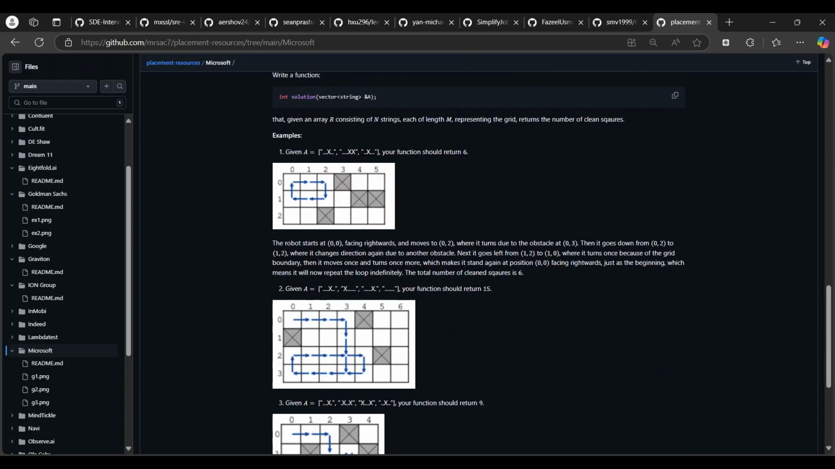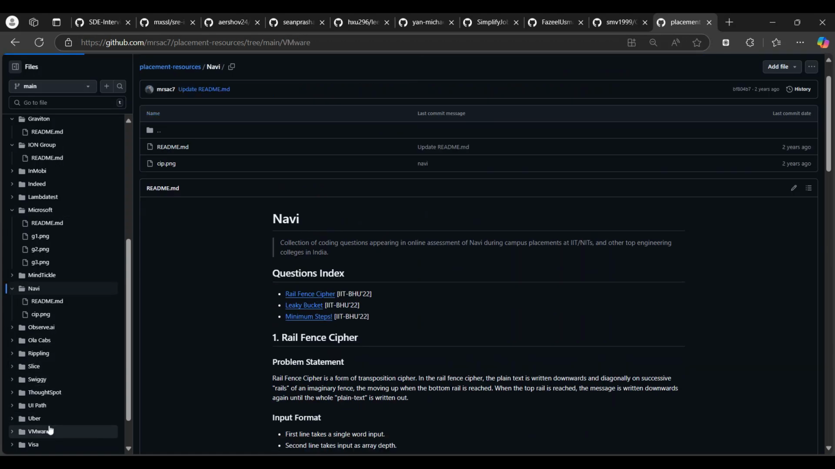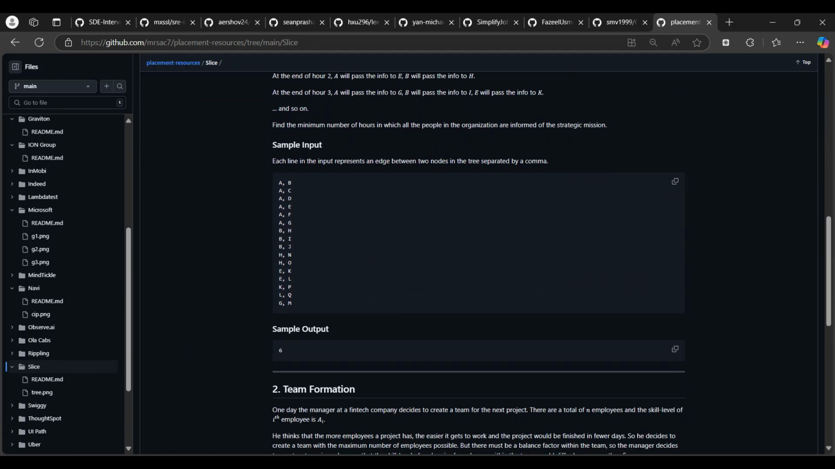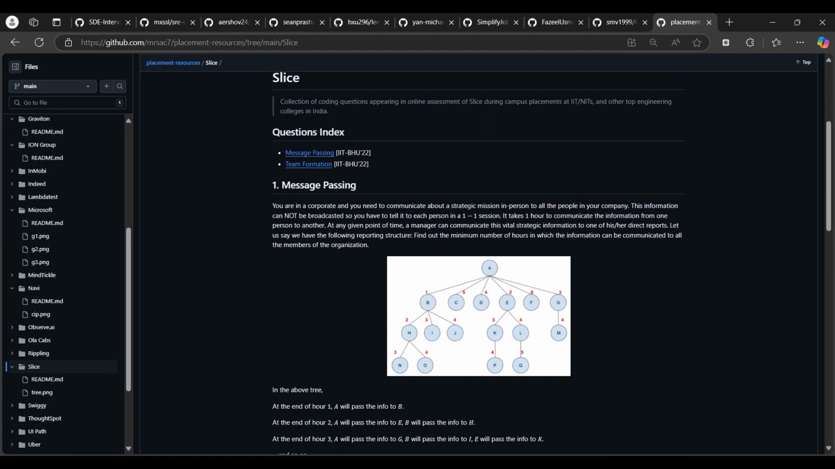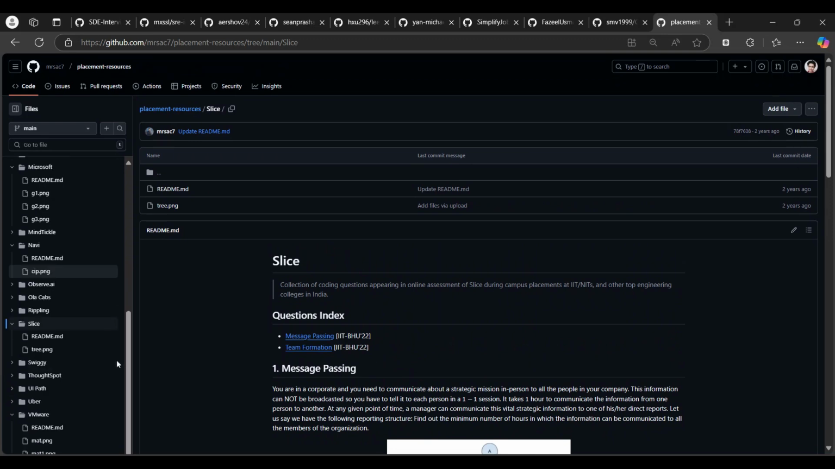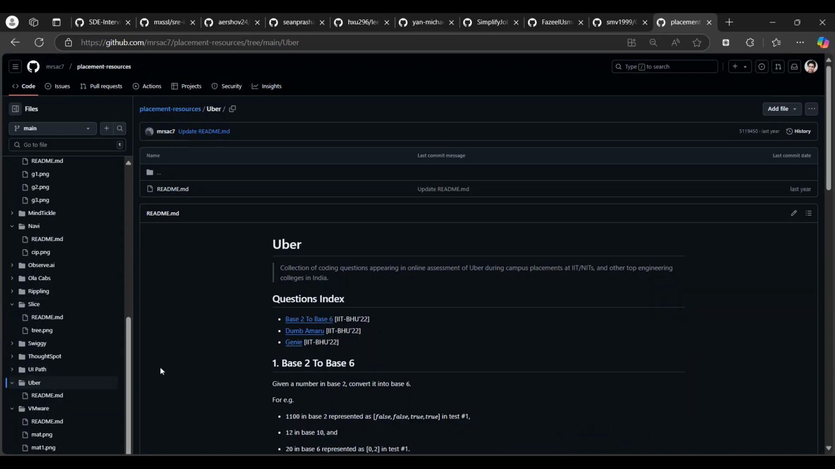These are the questions they have asked, and similarly for different companies: Uber is also there, VMware is also there, Slice is also there, right? It will really be beneficial to prepare the questions these companies have previously asked. If these companies come to your college for placement and ask these questions, or something related to them, you will be able to crack the questions and get selected, right?